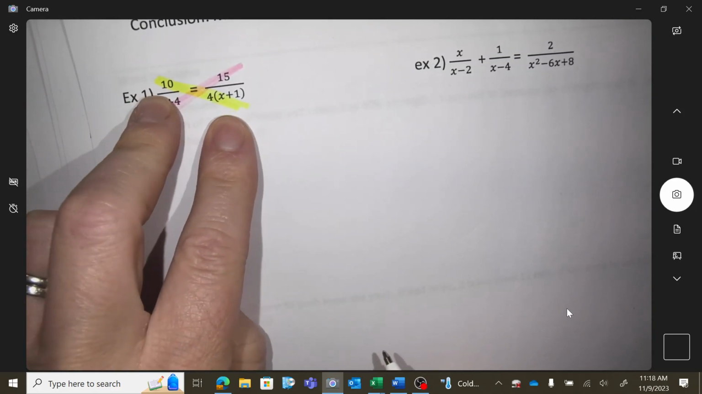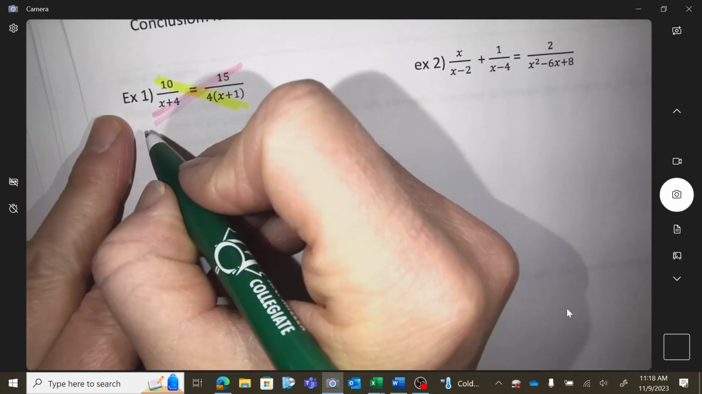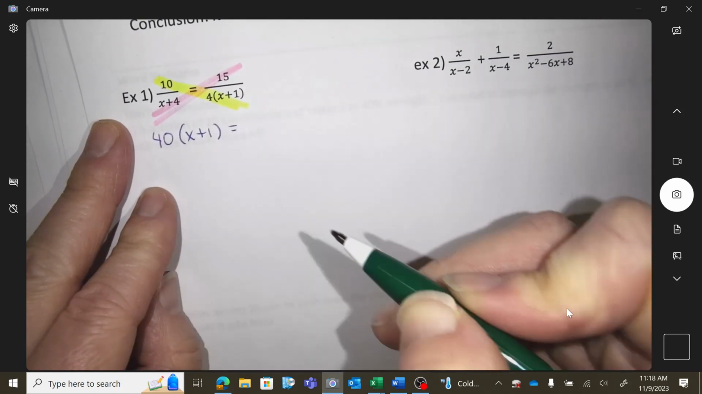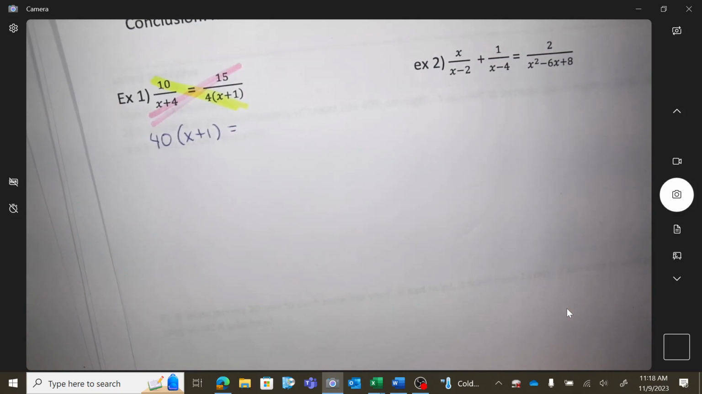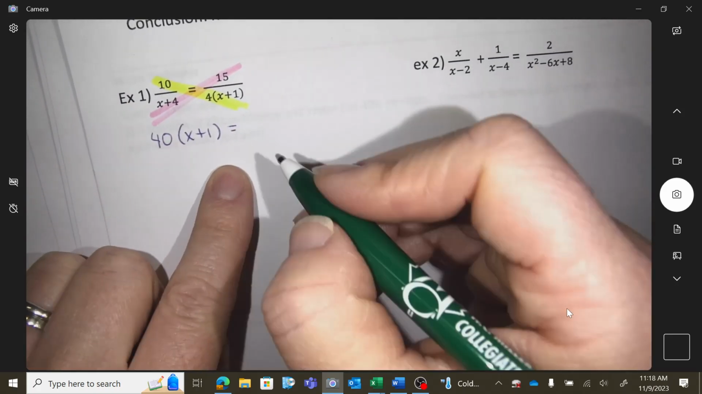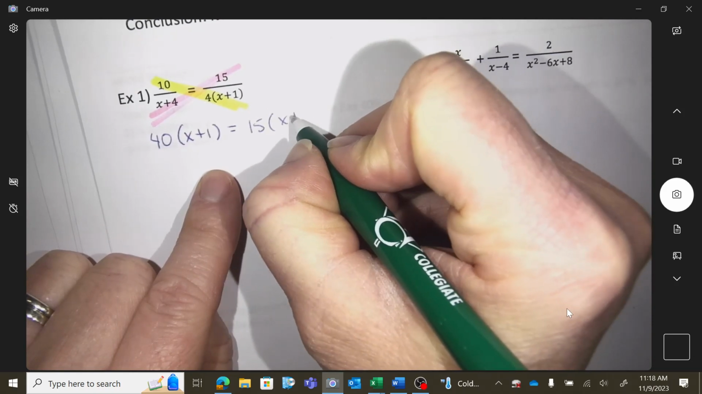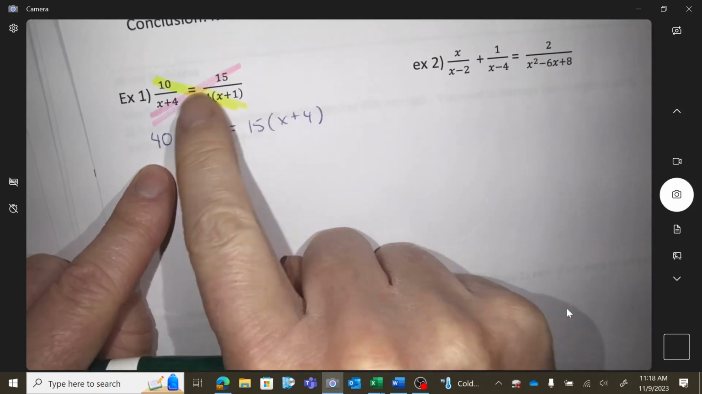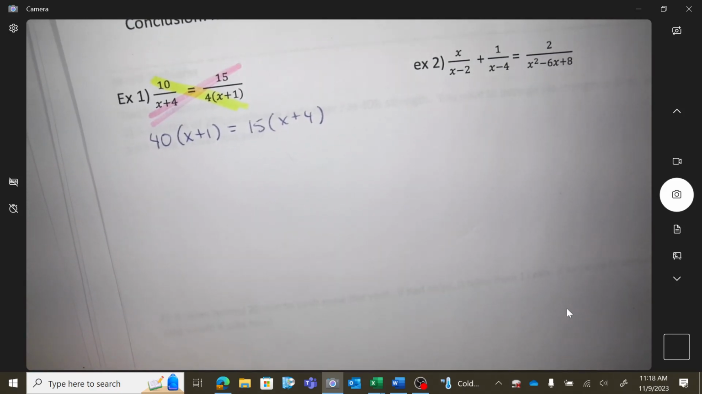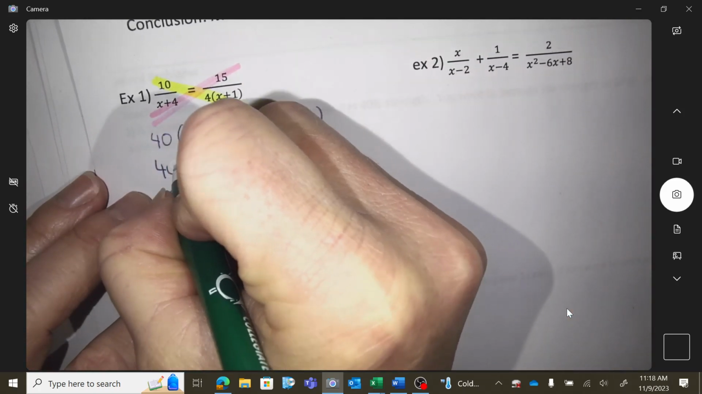On the yellow, I got to do the 10 times the 4, so 40. And I would still have to multiply it by x plus 1 yet, but I'll do that later. So the new coefficient is 40. And then this one, I'm going to have to do the 15 times an x plus 4. Okay, does that make sense the way it's going? See the matchup? Okay, distribute.